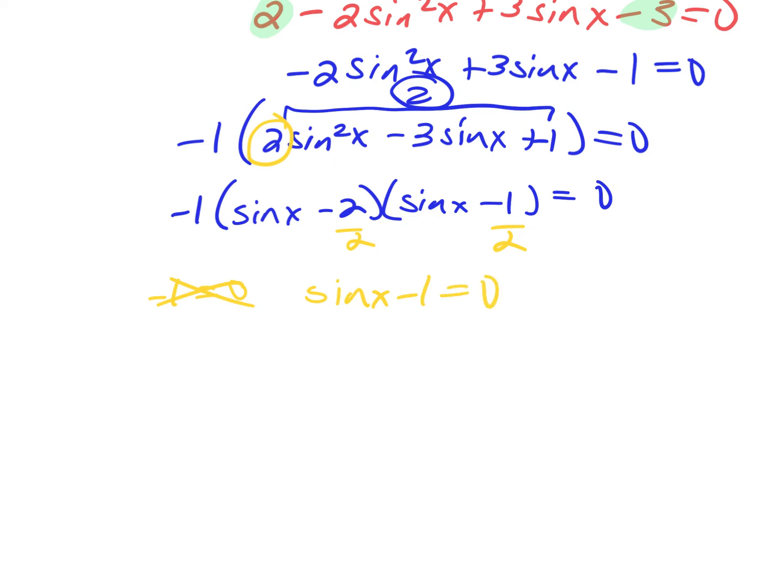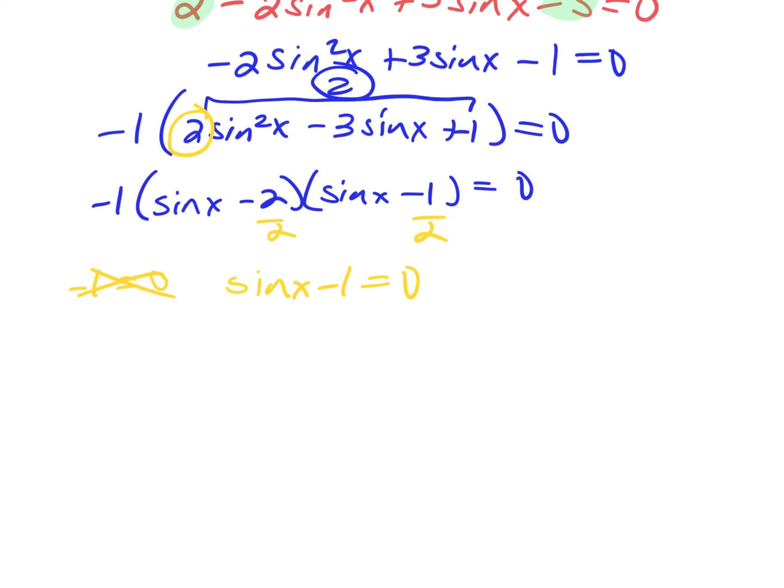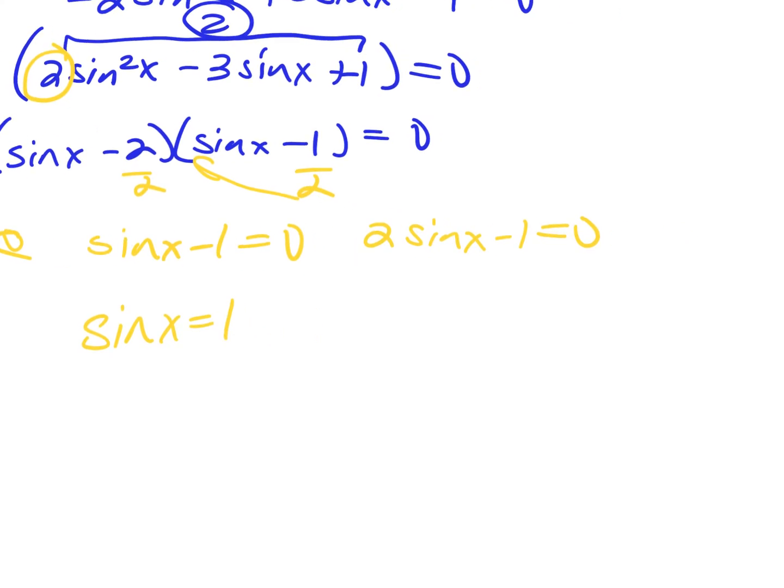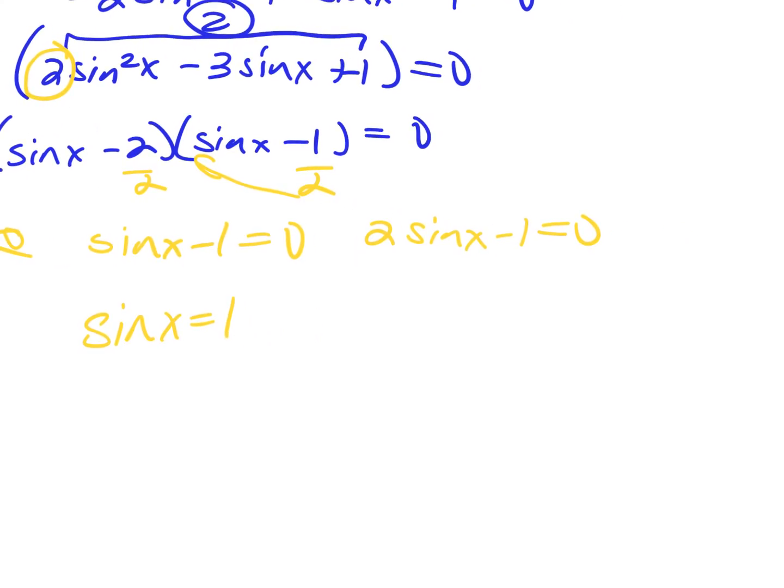Where'd I get 1? 2 divided by 2, okay. And then this 2 is going to become a coefficient, so I get 2 sine x minus 1 equals 0. So on the left-hand side, you guys agree I'm going to move the 1 over. I'm going to add it. So I get sine of x equals 1. And then on the right-hand side, I'm going to add 1 and divide by 2. So sine x equals positive 1/2.